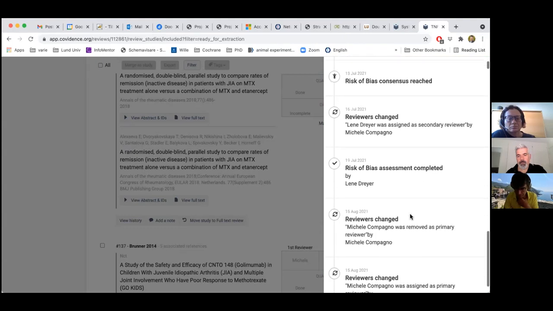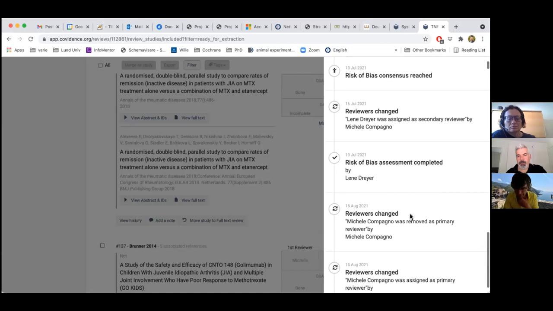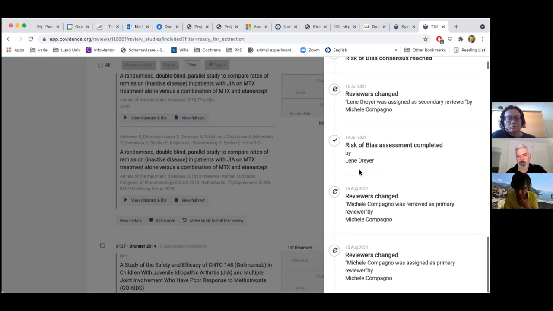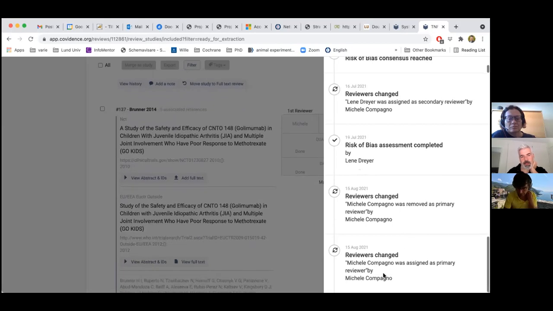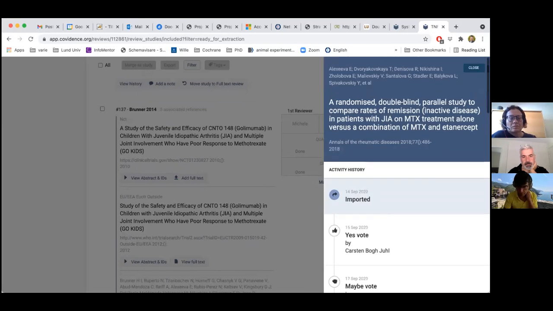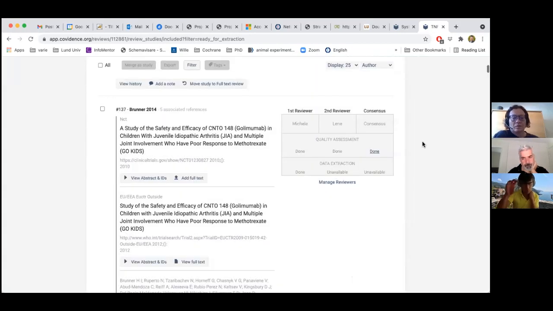Let's continue, it's a long history. And then Michele assigned Lene to do the same. And then on the 19th of July, Lene did this. So even when the reviewers are changed, it's in the history. So we have the full track of these changes, of these actions. But it's not recording what was written. So if you wrote low, high, and it is changed, we don't know the details. We just know the date and who did what. That's it.